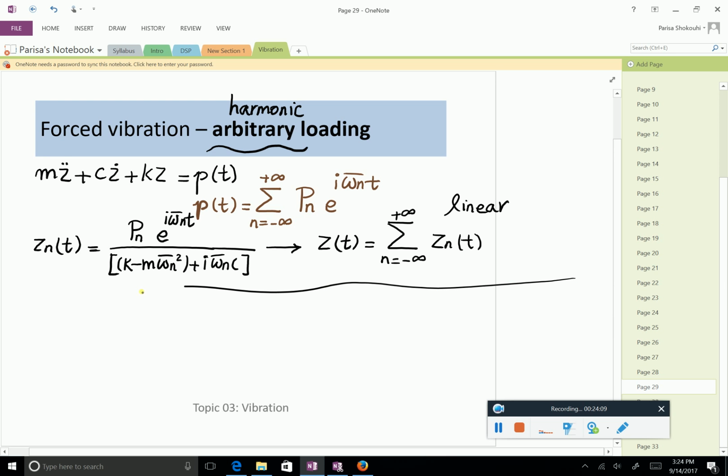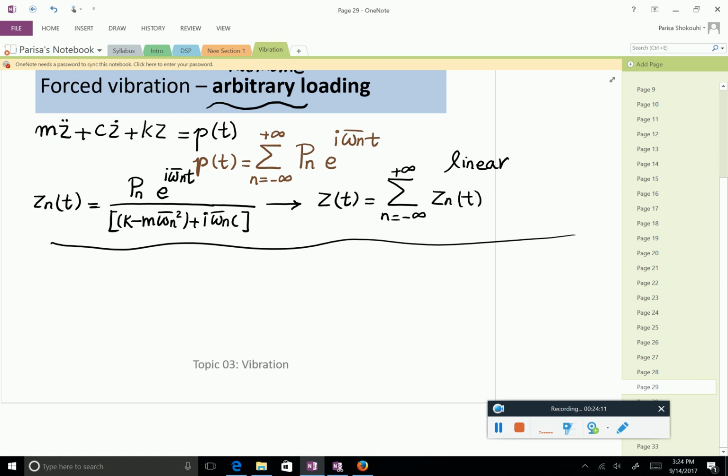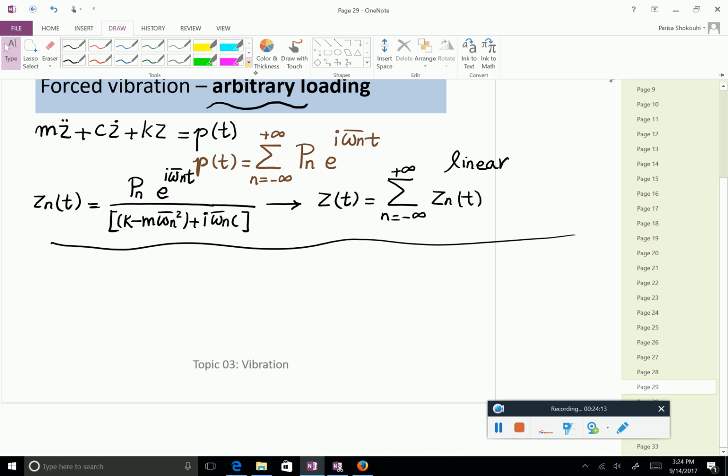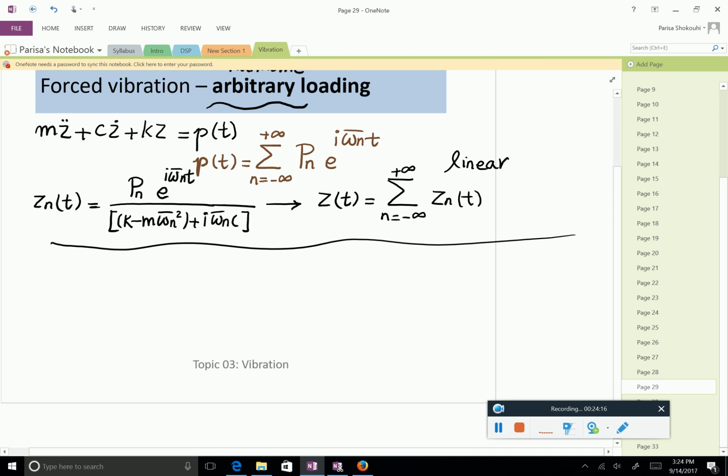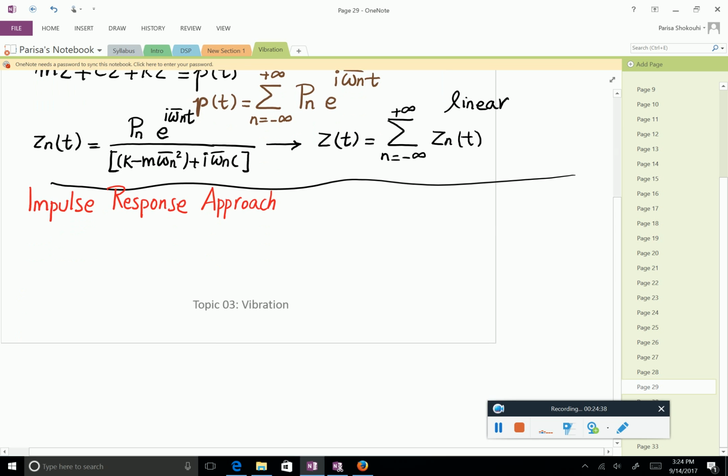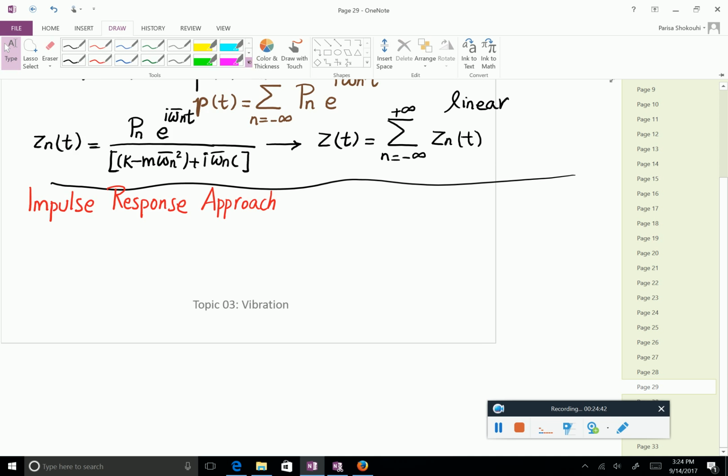Now, this is an important concept. There is another way of looking at this problem, which is important because it introduces the concept of impulse response. So I call this the impulse response approach. I'll just show you in a very simple way how it works. I don't intend to go through the whole details of that.